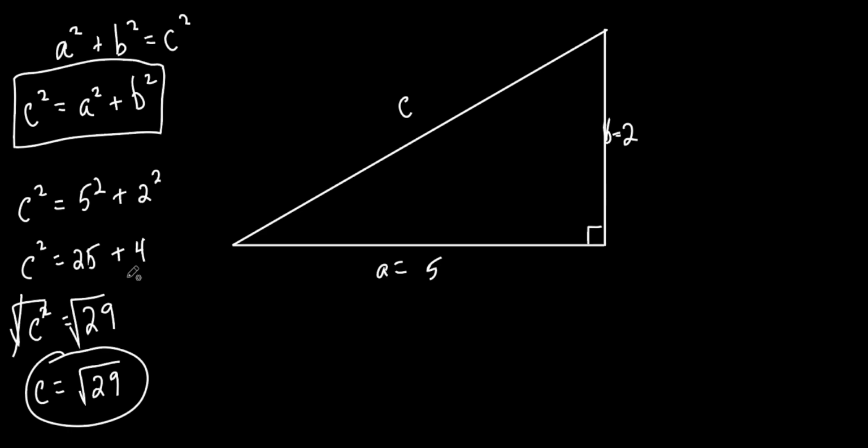A lot of kids that first learn this, they want to make it some other kind of number, okay? I don't know why. But it's perfectly fine to keep it the square root of 29. Now, it is a number. There is a decimal for it. So watch this. My square root button is right here. The square root of 29.